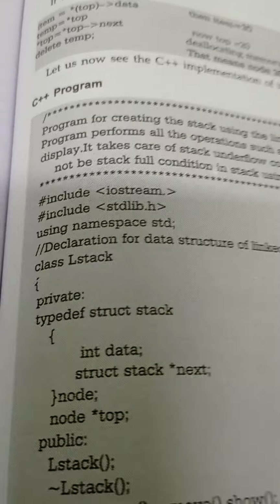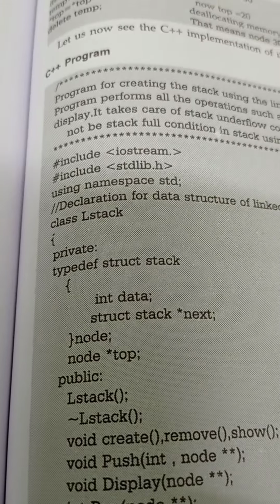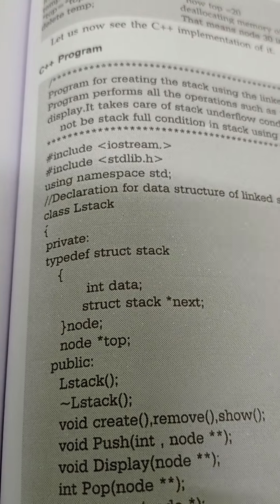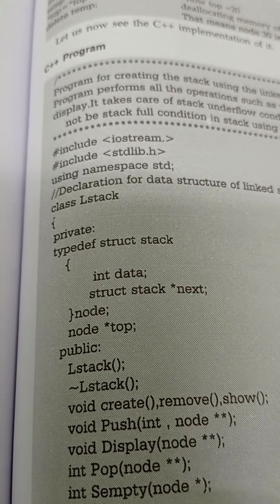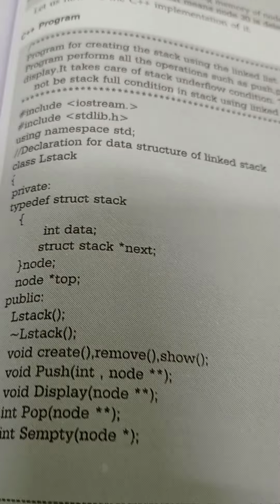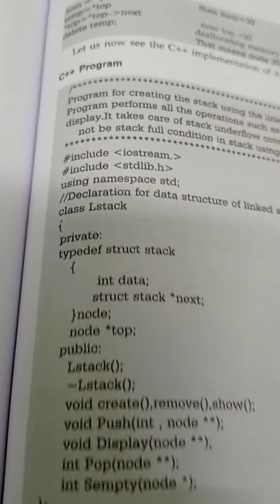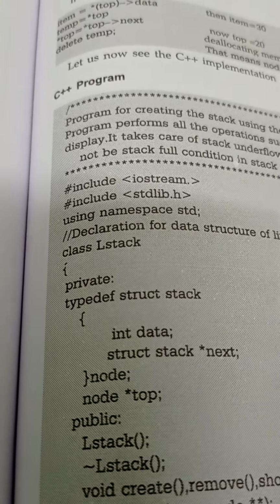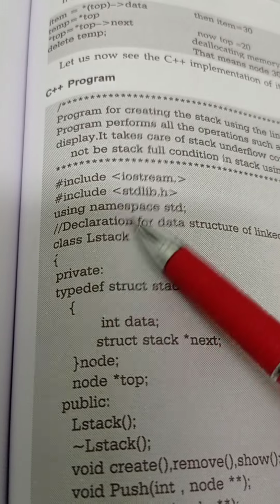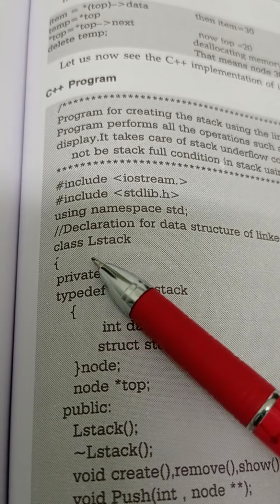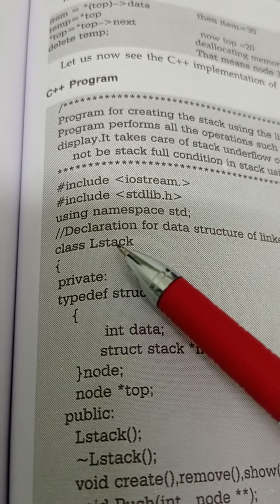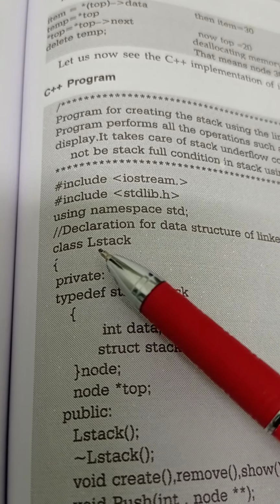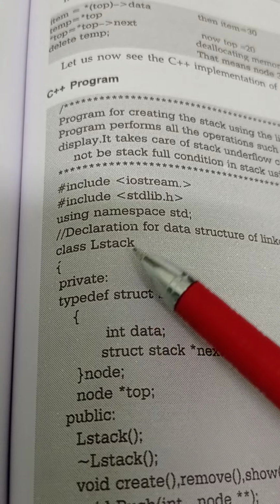And the program is: #include <iostream.h>, #include <stdlib.h>. These are the header files. Already we know why we use header files. Then we will have the class. The name of the class is linked stack, that is, class LStack. This is the name of the class.